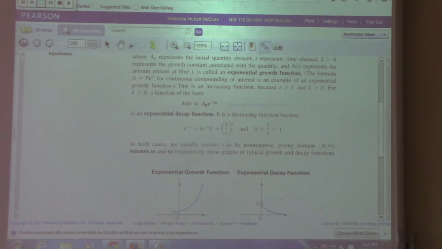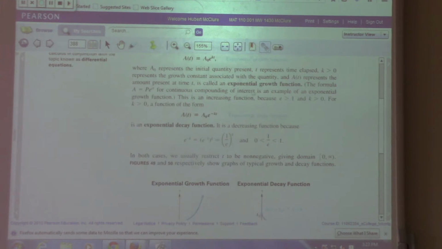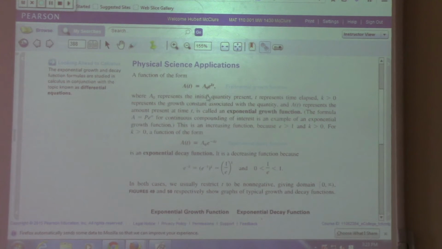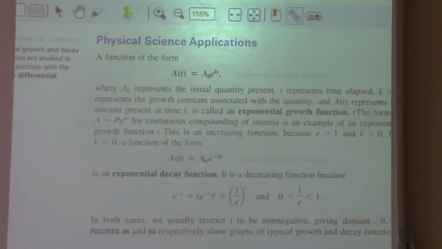And that's what these are. So you need to write down a sub o e to the negative kt and a sub o e to the kt. There they are, right there. Write those down and make sure you understand the definition of the two.